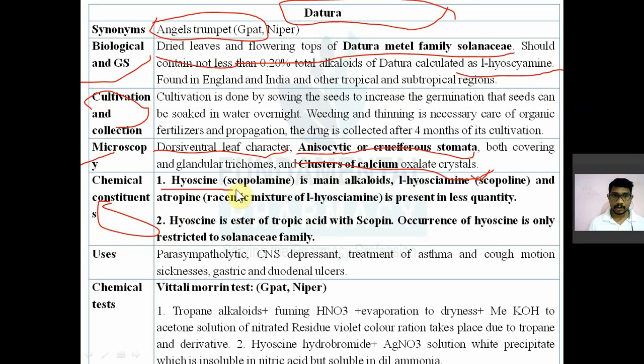Hyoscine is also known as scopolamine, is the main alkaloid. Then L-hyoscyamine. Remember, hyoscine is known as scopolamine. L-hyoscyamine is known as atropine's component. Okay, and the racemic mixture that is known as atropine. Atropine is a racemic mixture of L-hyoscyamine.